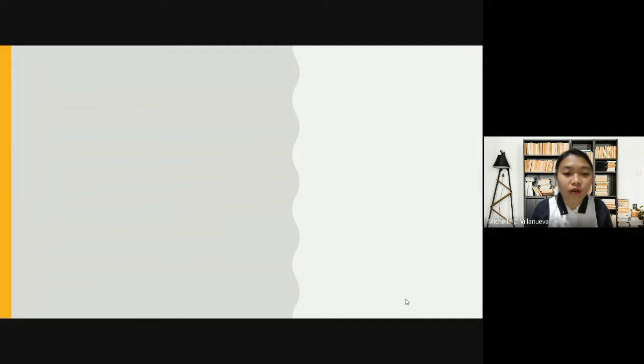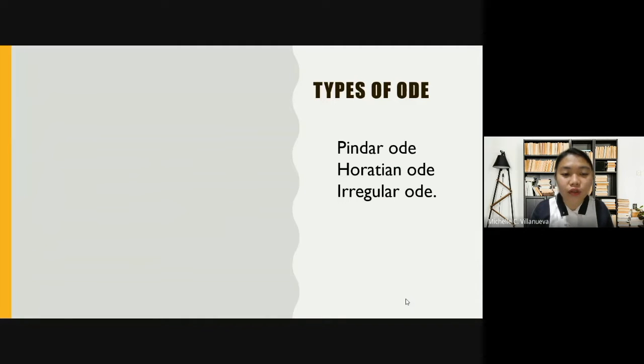Odes are of three types. We have the Pindaric ode, the Horatian ode, and the Irregular ode. Are you familiar with these, class? Hep hep, hooray hooray.